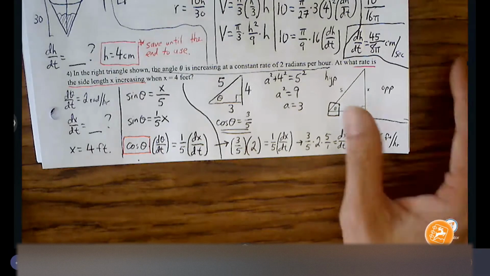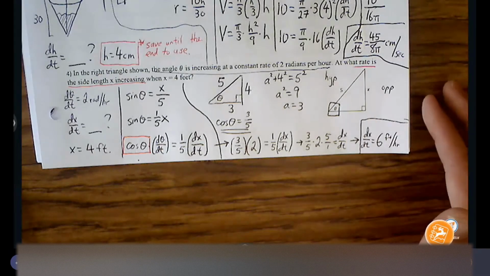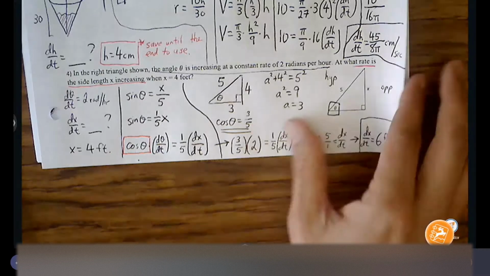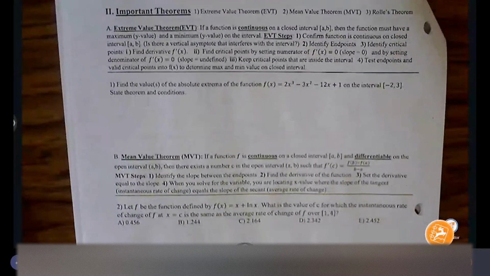Okay, let's go to the back, and now we're going to focus our attention on these chapter 3 theorems, like EVT, mean value theorem, Rolle's theorem. So let's look at those. Let's start off with extreme value theorem. I want to start off by just giving you a picture or a visual so that it's just easier to recall. The whole point of extreme value theorem is trying to find the highest and lowest points on the graph.